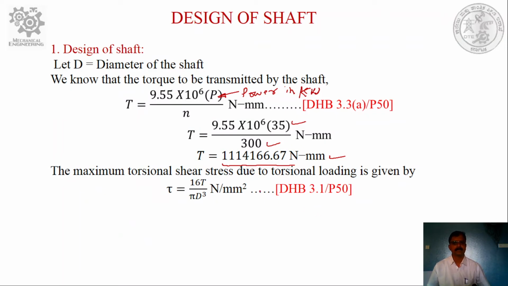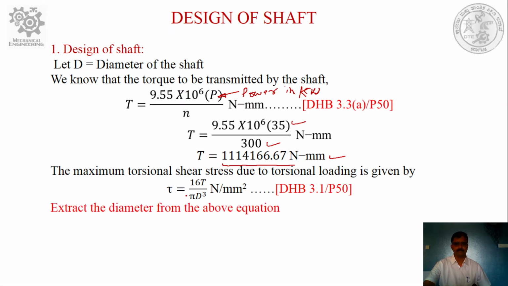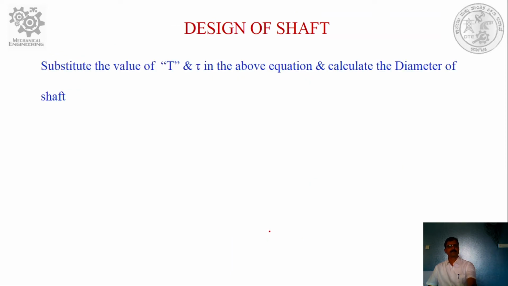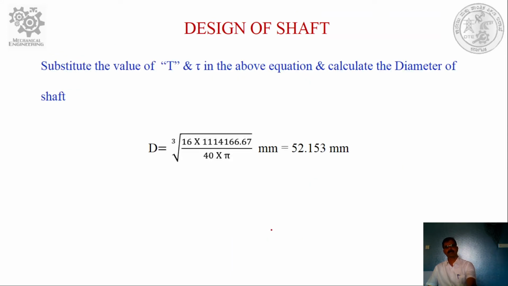Now this equation is taken from the design data handbook 3.1, page number 50. This formula, that is the maximum shear stress 16 T by pi d cube, is derived from the pure torsion equation. Now extract D from here and substitute the values of the torque T to be transmitted and the allowable shear stress tau and pi, and calculate the diameter of the shaft.